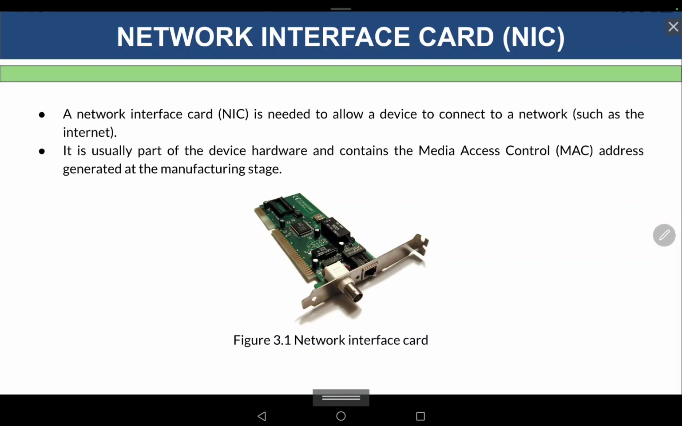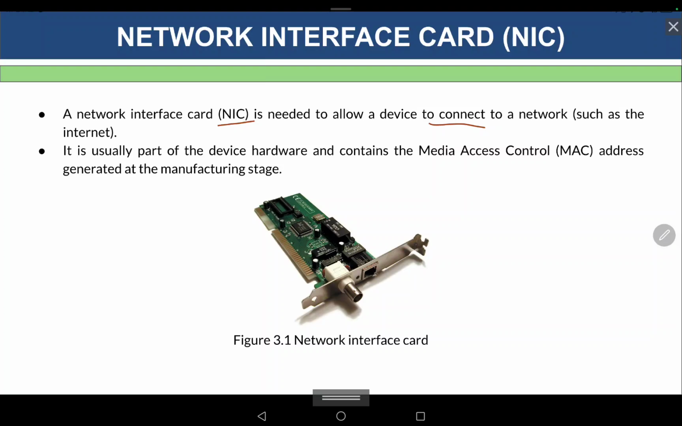Okay, first we have network interface card. One of the most important components of any network device is the network interface card, NIC. This hardware component is what allows a computer or device to physically connect to a network. Whether the network is LAN or the internet, this device is needed to connect to the network. And most devices today have this built in.